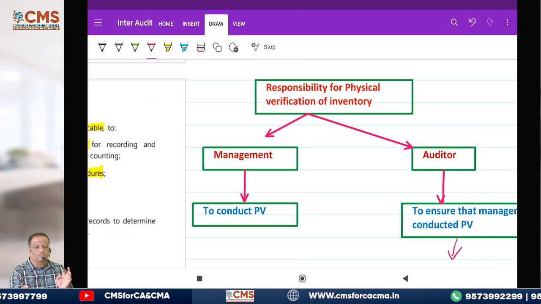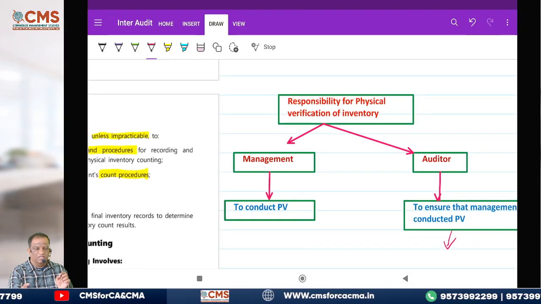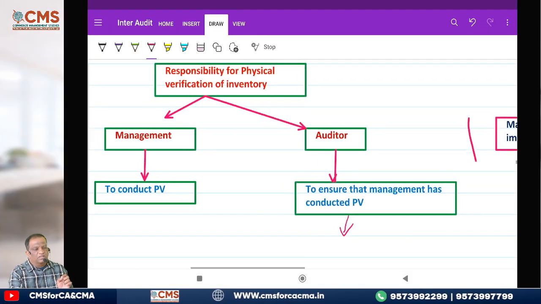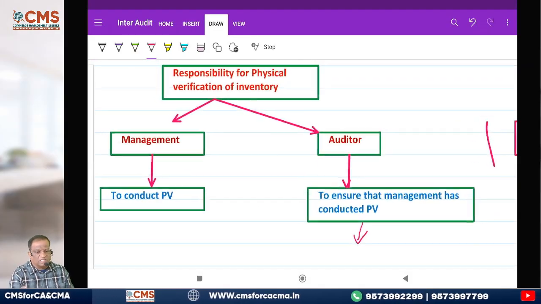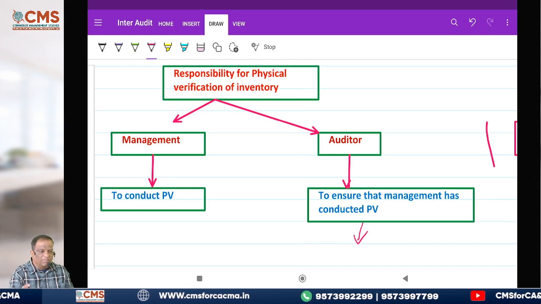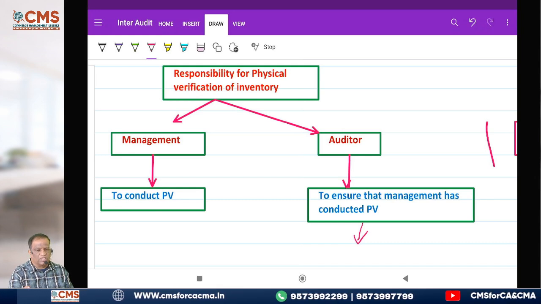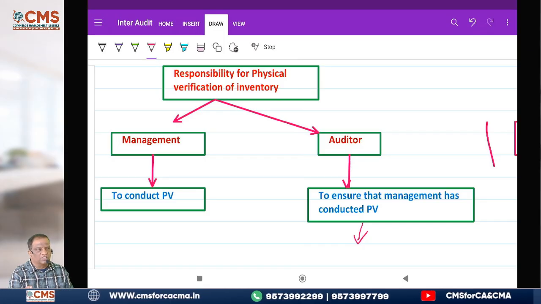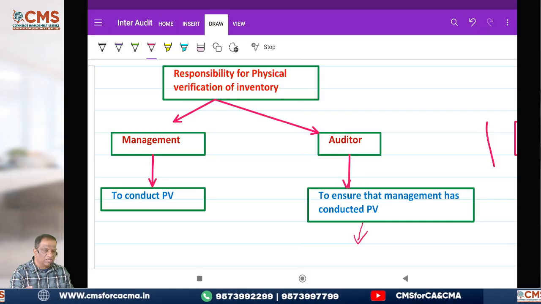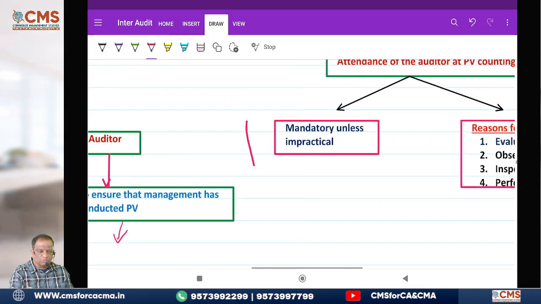Coming to the physical verification of inventory, what is the responsibility of each of them? The responsibility for conducting physical verification always lies with the management. So it is the management which has to conduct the physical verification. Then what is the auditor's responsibility? To ensure that the management has conducted the physical verification. This is the auditor's responsibility.